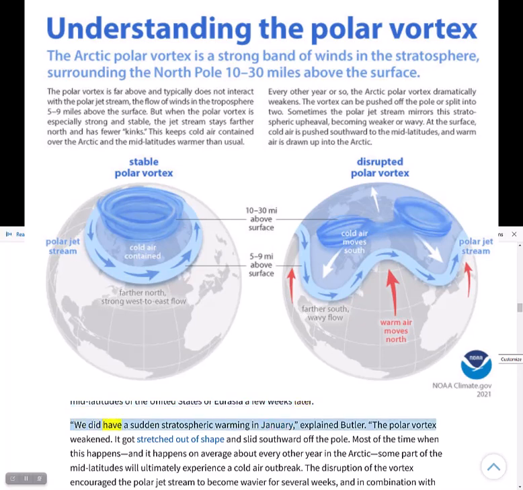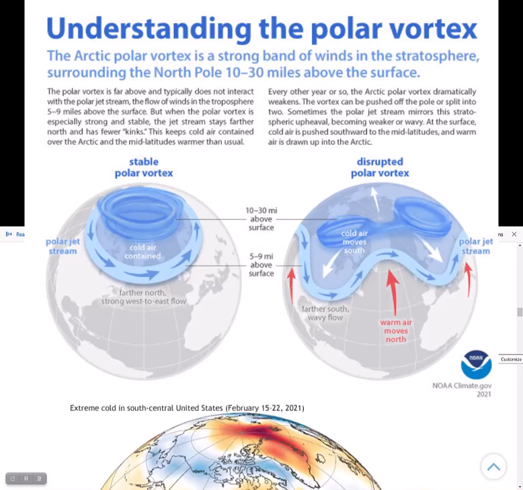"We did have a sudden stratospheric warming in January," explained Butler. "The polar vortex weakened. It got stretched out of shape and slid southward off the pole. Most of the time when this happens, and it happens on average about every other year in the Arctic, some part of the mid-latitudes will ultimately experience a cold air outbreak." The disruption of the vortex encouraged the polar jet stream to become wavier for several weeks, and in combination with other weather patterns, created favorable conditions for a severe cold air outbreak in the central U.S.